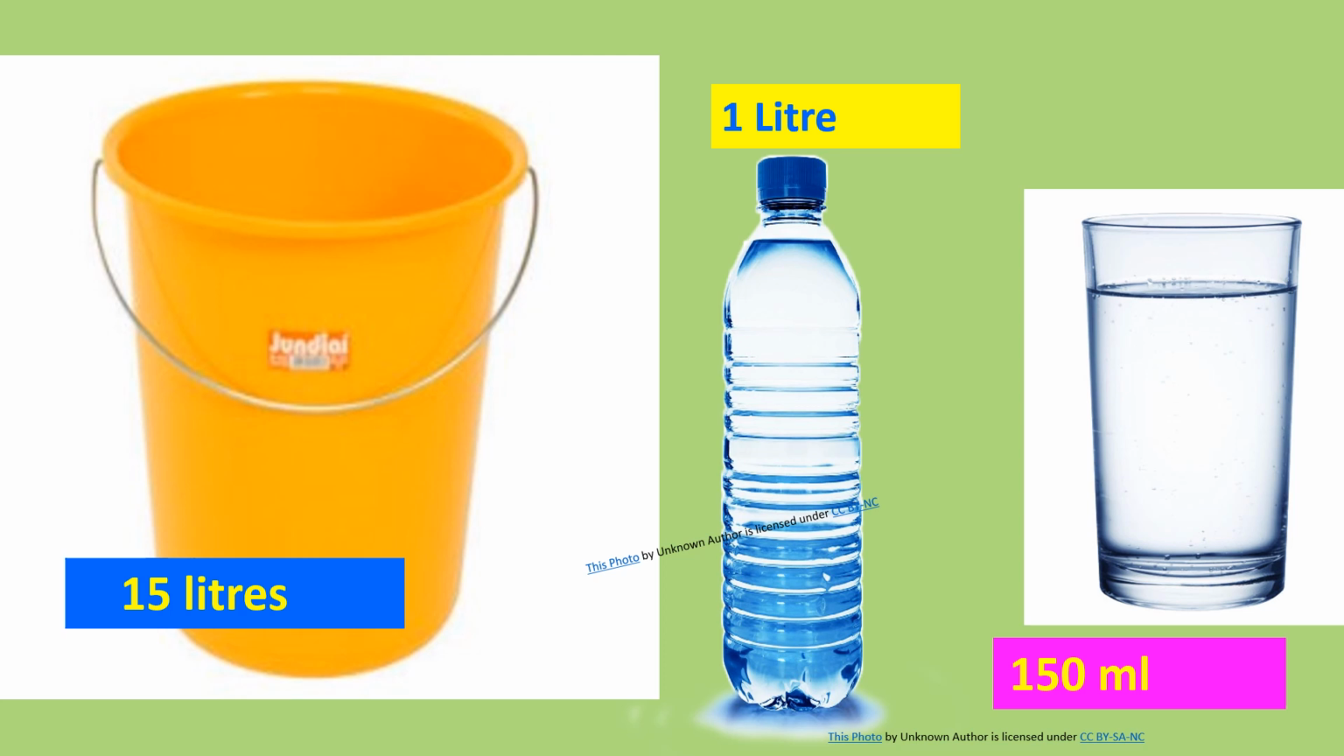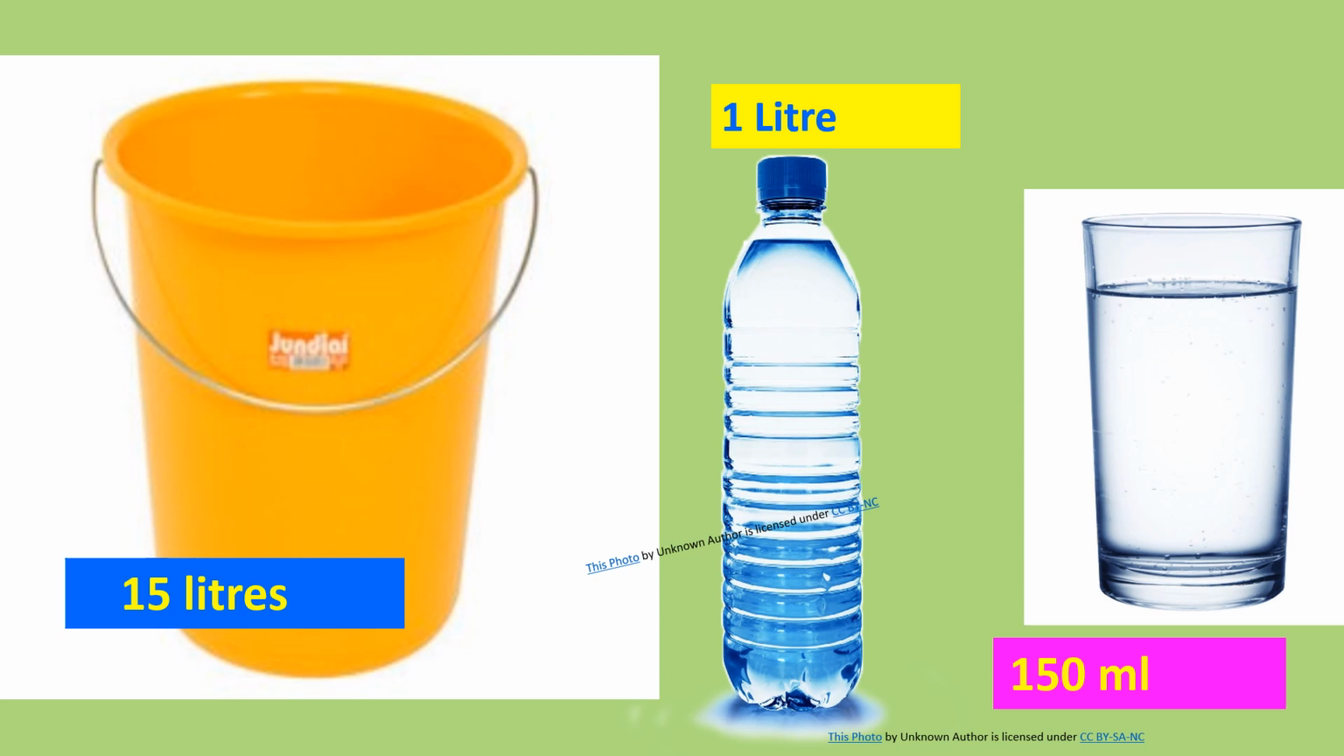We generally pour liquid into containers. Like suppose, take a bucket. The bucket may hold 15 liters of water, whereas a bottle, a normal mineral water bottle that we use, may have 1 liter or 1.5 liters of water. Whereas a normal glass of water will be about 150 milliliters.